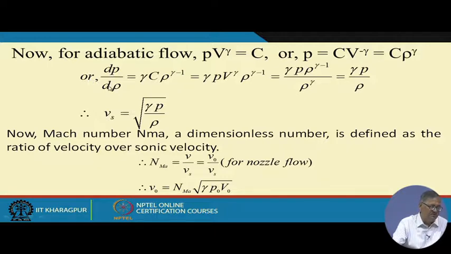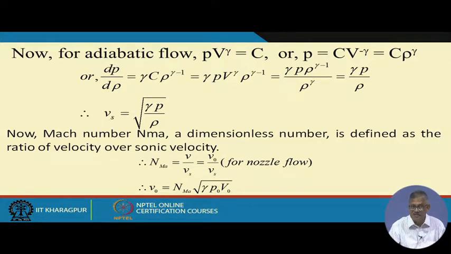dP over d rho is equal to gamma C rho to the power gamma minus 1, that is equal to gamma P V to the power gamma into rho to the power gamma minus 1. So, that is equal to gamma P rho to the power gamma minus 1 by rho to the power gamma, or this can be simplified as gamma P by rho. So, we write Vs as under root gamma P by rho when the flow is under adiabatic condition.